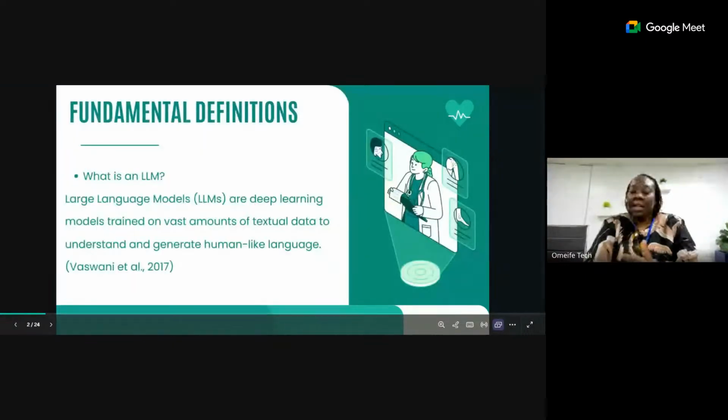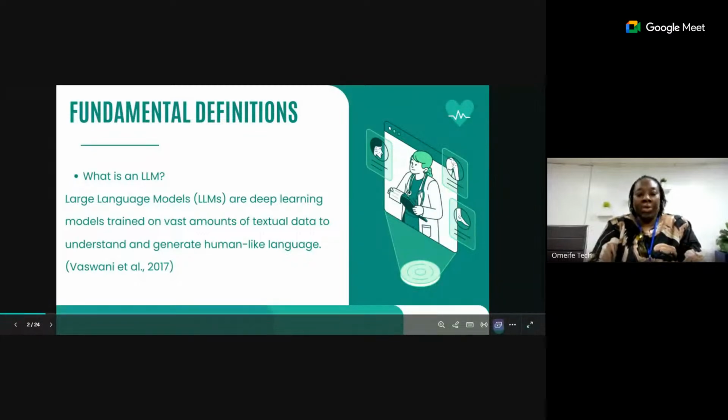So the first one is, what is an LLM? LLM is a large language model. It's a type of artificial intelligence that can understand and generate human language. They are trained on massive data sets of text and code, enabling them to learn patterns and relationships in languages. LLMs can perform various tasks, including text generation, translation, question answering, and more.